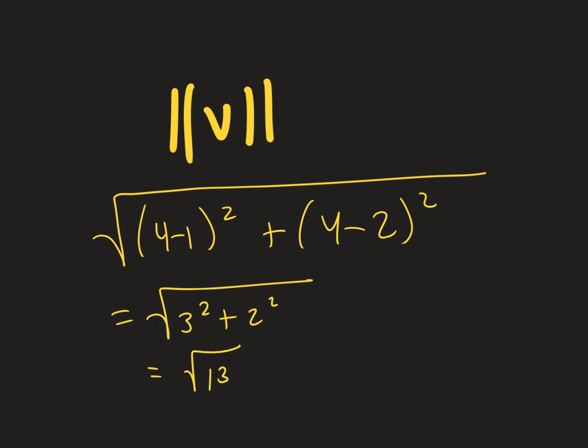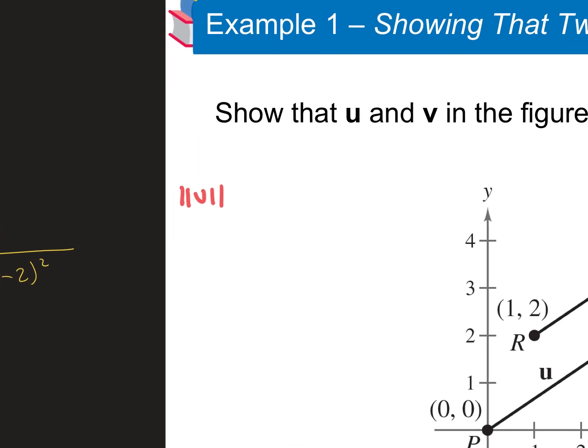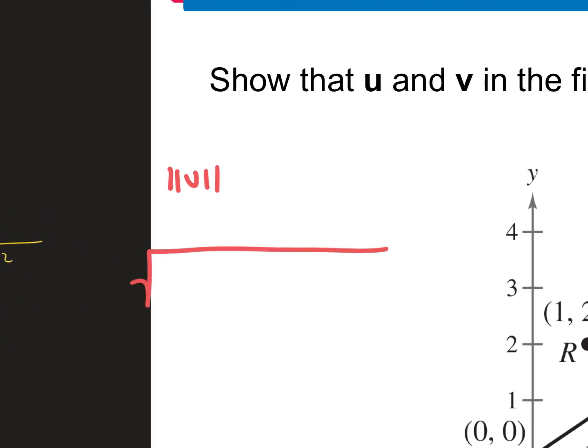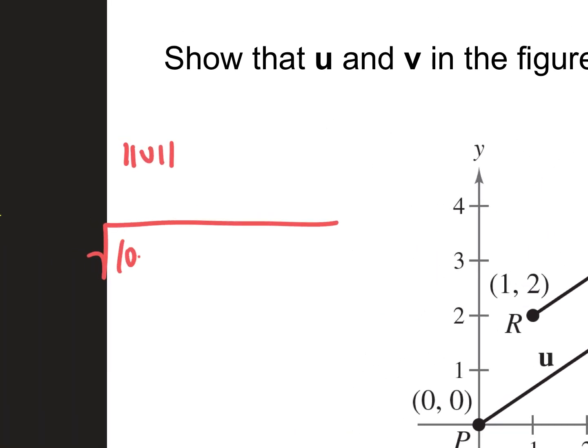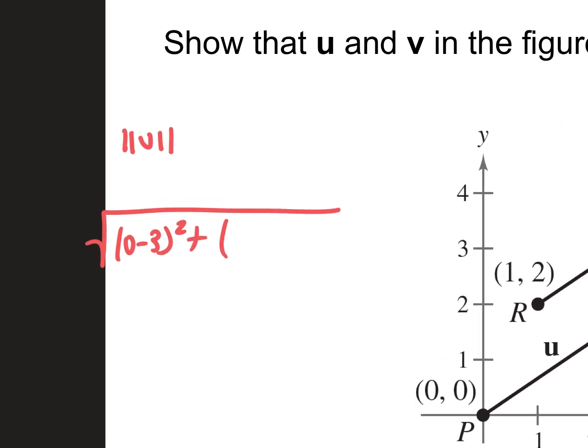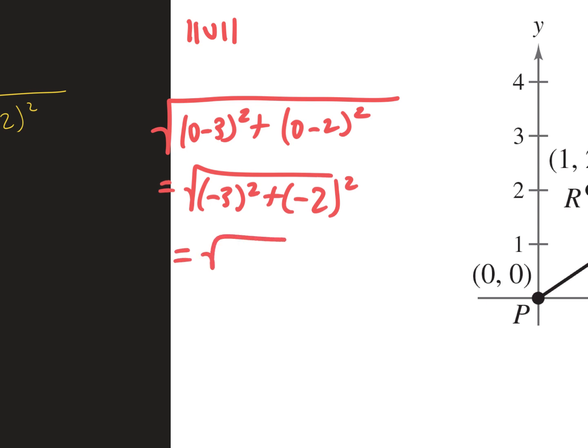Okay, so let's do the magnitude of u. What's the magnitude again? It's just the distance. So what are my two x's? 0 and 3. So 0 minus 3 squared plus my y's are 0 and 2. So 0 minus 2 squared. All right, let's simplify this. Negative 3 squared plus negative 2 squared. Well, what's negative 3 squared? 9, plus negative 2 squared is 4, so 9 plus 4 is 13.